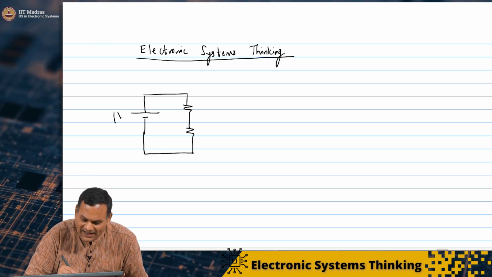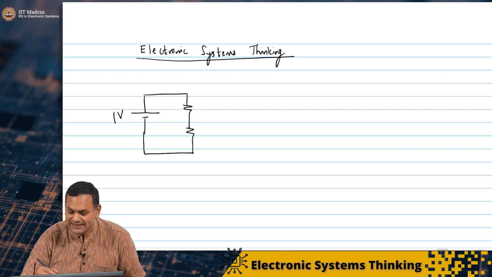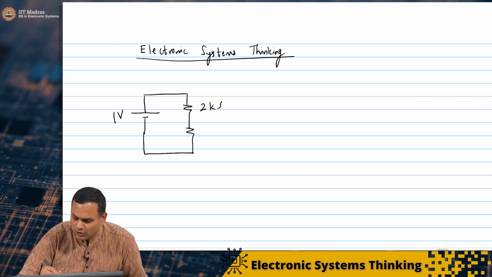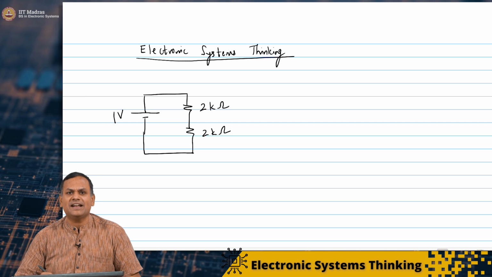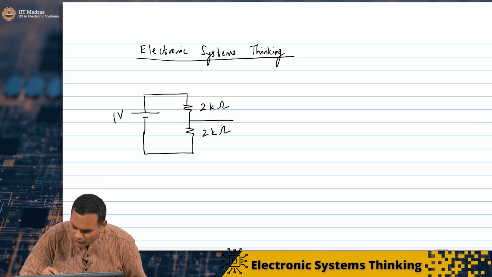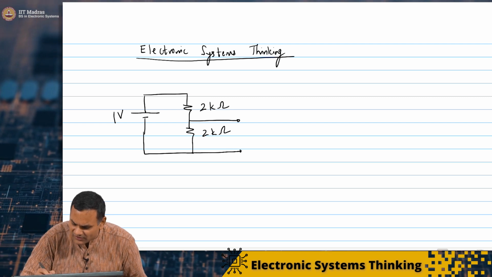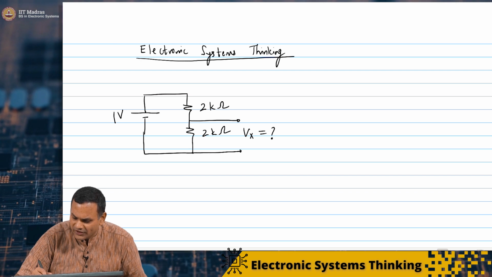Let us say I had a 1 volt voltage source, and a 2 kilo ohm resistor and maybe another 2 kilo ohm resistor. Let us make it the easiest possible. Now, I want to find out for this network what the voltage across the bottom 2 kilo ohm resistor is. Maybe I will just call it some unknown voltage Vx.